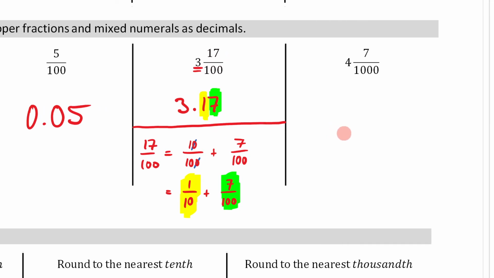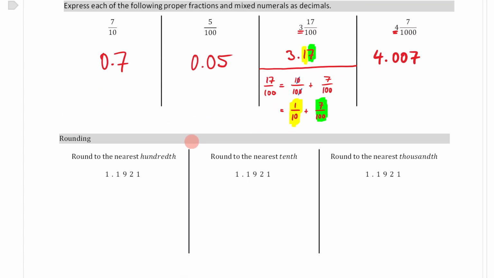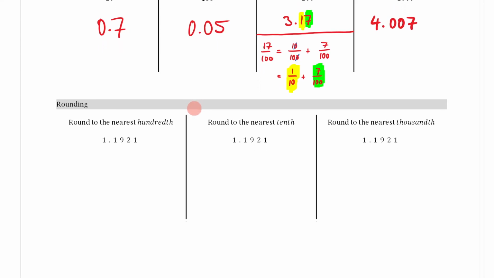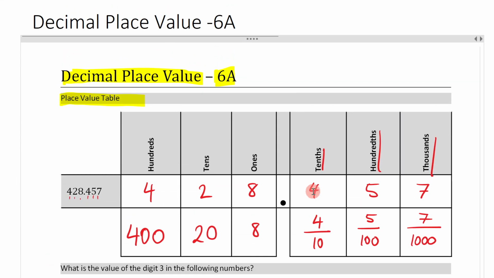All right, and the last one here, I have 4 wholes, point. Now, this is 7 thousandths, so 0.07. And that's my answer. Now, the last part of this page here is about rounding. Rounding is going to be our next lesson, so we'll just get rid of this. We'll come to rounding in our next lesson. So you can just scribble that out. We're not going to do it. So now you can do exercise 6a.